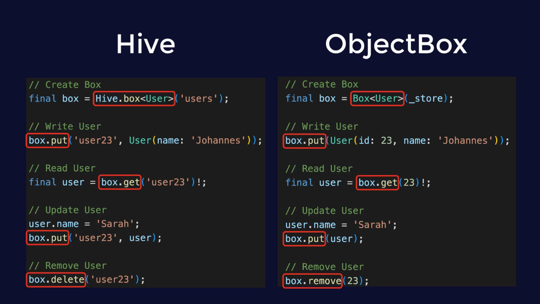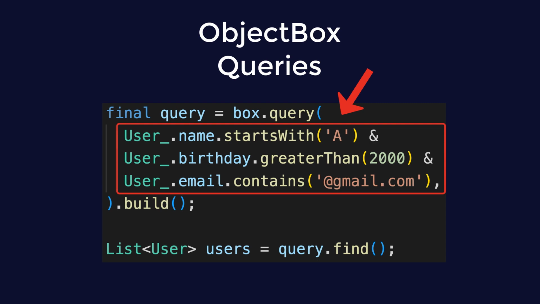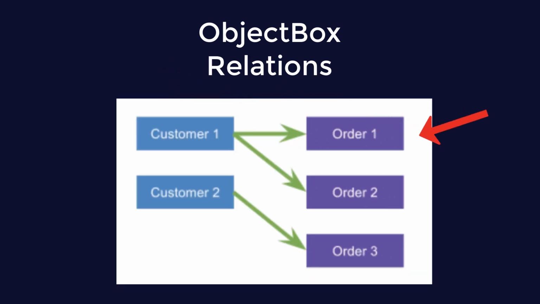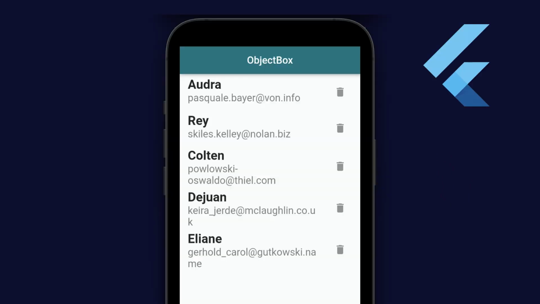If you look at the syntax, it looks similar to the Hive NoSQL database, whereas additionally to Hive, ObjectBox also supports complex queries and relationships between objects, similar to the SQL database. Let's now build our app.